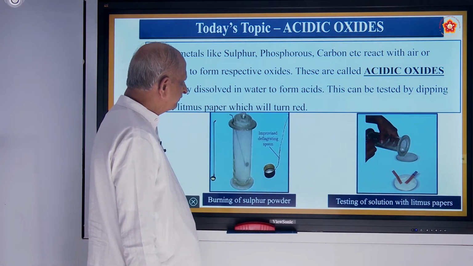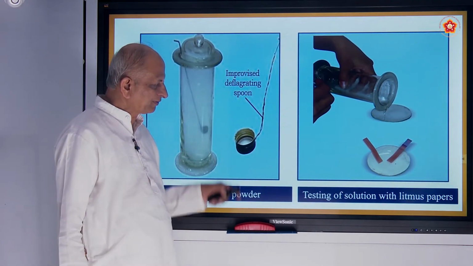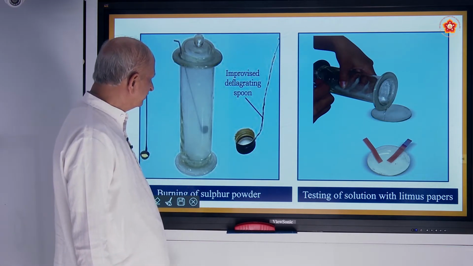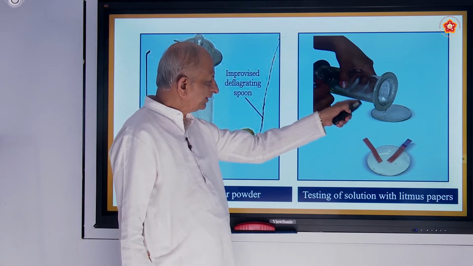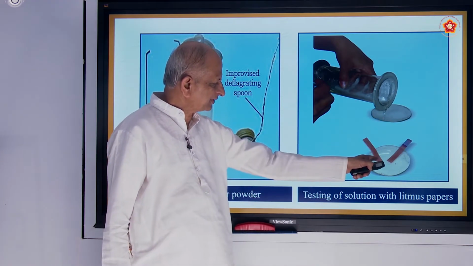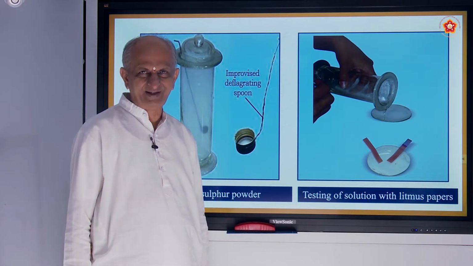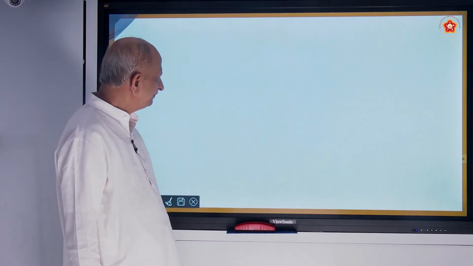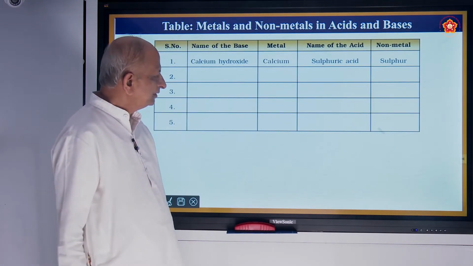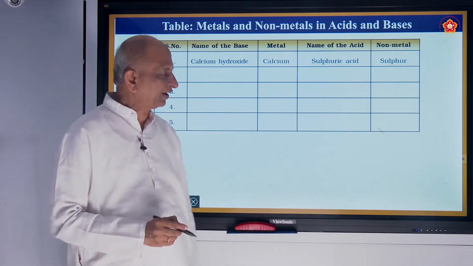One more example. This is an enlarged image. This is called a gas jar. You have to pour water into it, and then take some in a watch glass and put the litmus. This blue litmus becomes red in color. Similarly, if you take phosphorus, it forms phosphorus pentoxide, carbon dioxide, and so on.